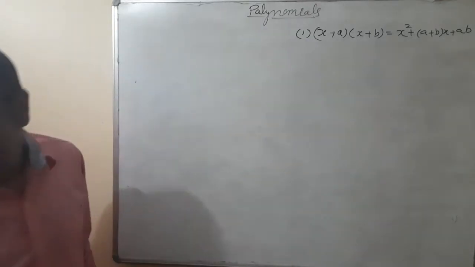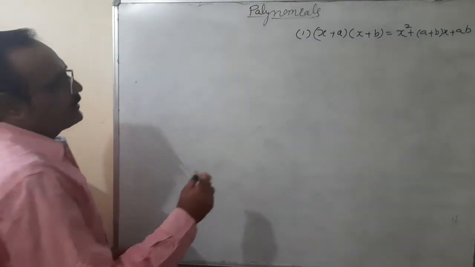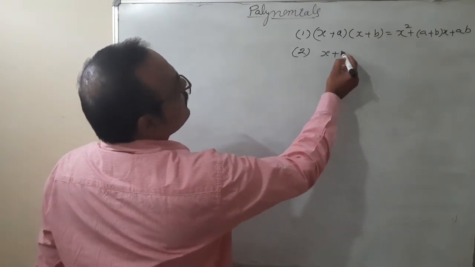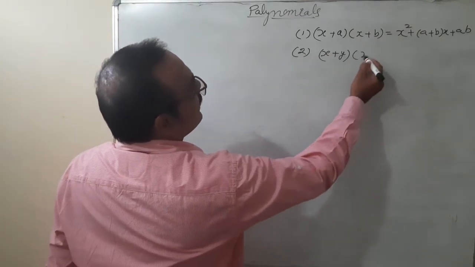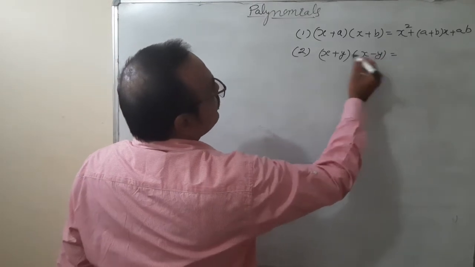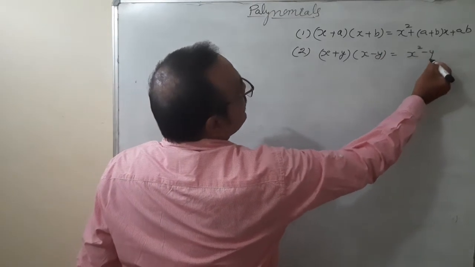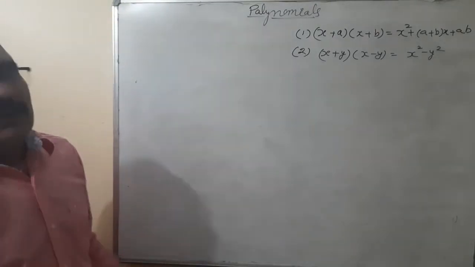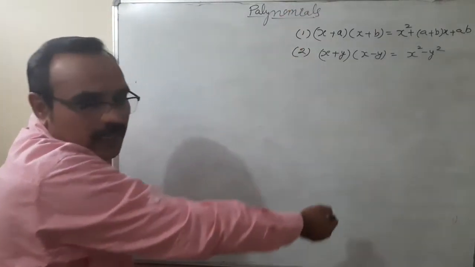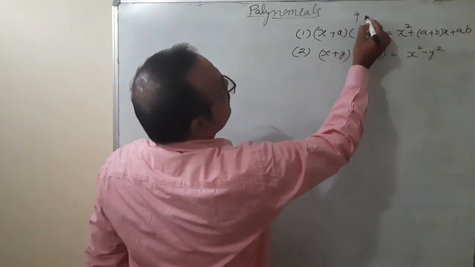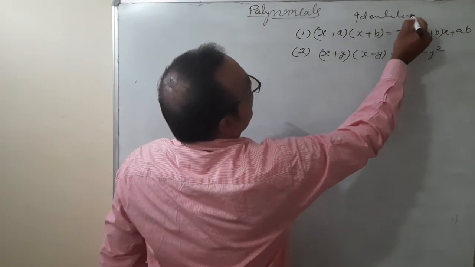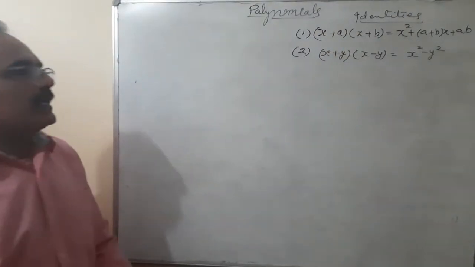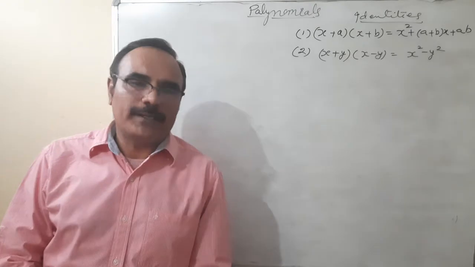First of all, I am proving the identity. Second one, x plus y and x minus y. That means it is x square minus y square. That is identity number 2. Here I am making the list of identities. Number 1, it is number 2, x plus y, x minus y.